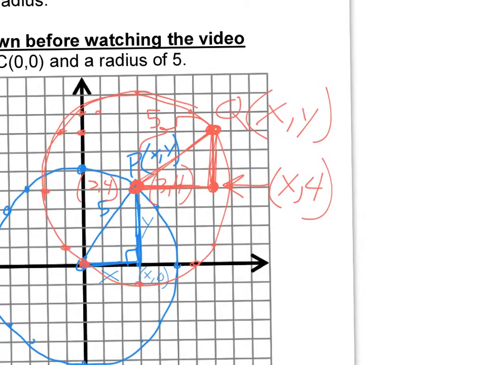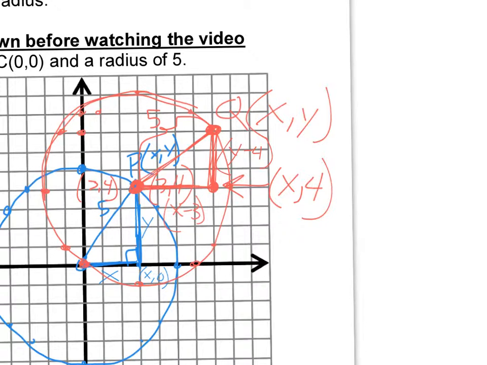Now, if this is 5, couldn't we say that this distance here is x, because we know that this whole distance is x, minus 3? So this is x minus 3, because here I'm at x, here I'm at 3, so the difference must be the distance, x minus 3. And in the same way, this distance must be the difference between y, because we know that this height is y, and 4. So this one must be y minus 4.